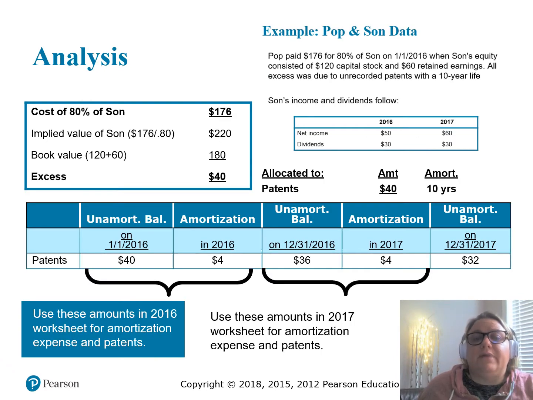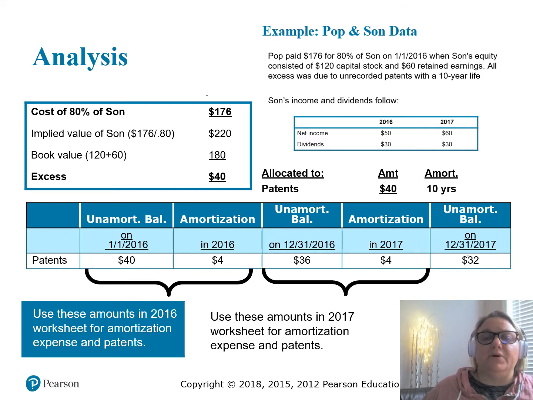Okay, so let's look at Pop and Son. I actually brought in the example slide from previous just so you could see kind of where everything goes. The first thing is we purchased 80% of Sun for 176. So the implied value is to divide the 176 by the 80.